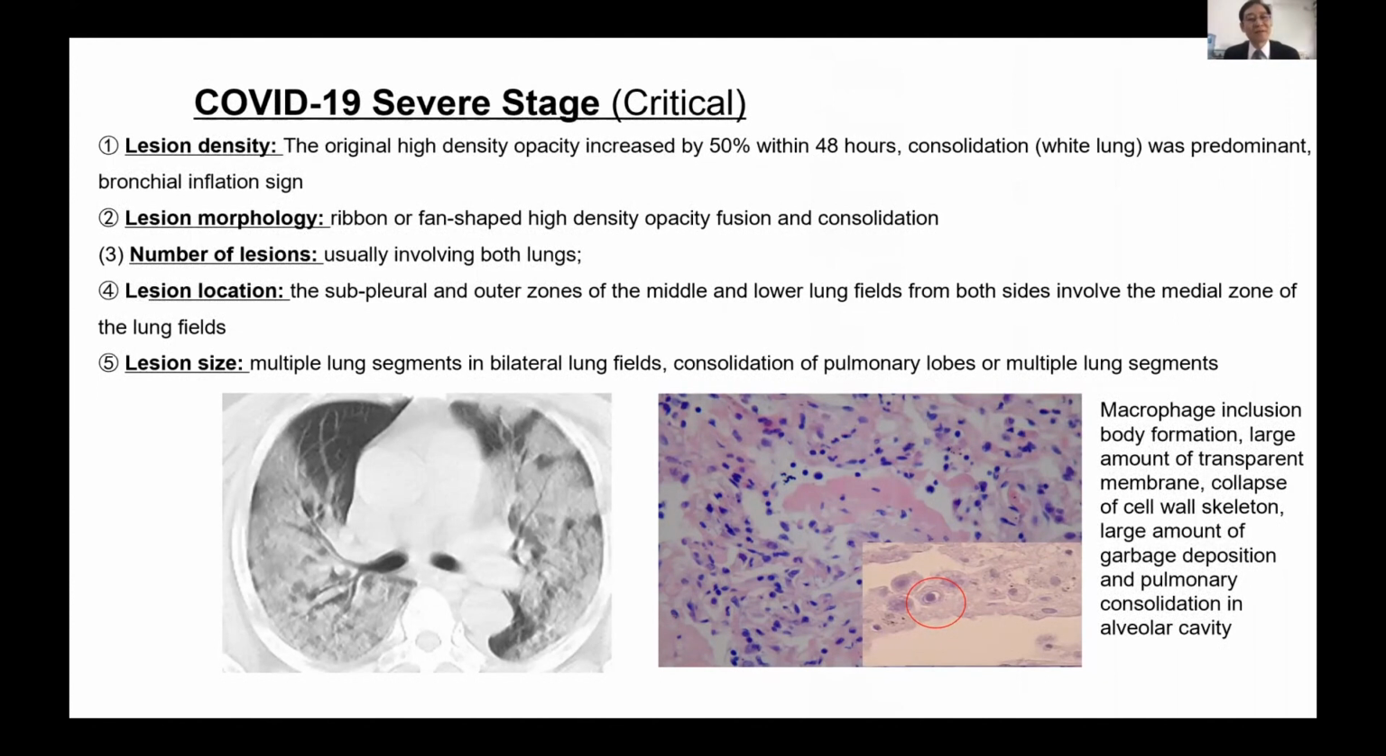What is the COVID-19 severe stage? The original high density opacity increased by 50 percent within 48 hours. Consolidation. Name it white lung. Fusion of high density opacity field and consolidation, usually involving both lungs.